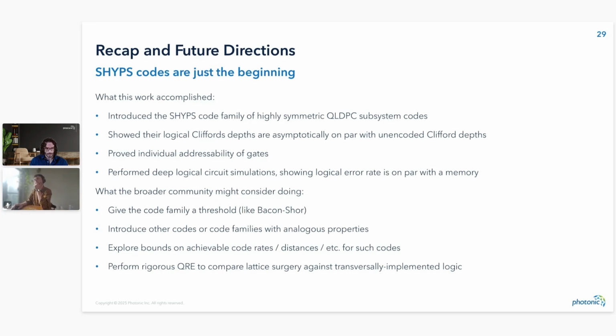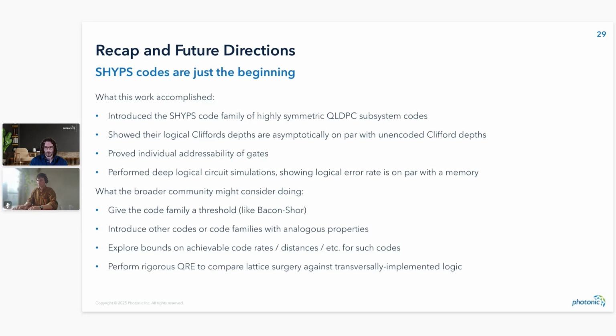We could certainly look at other codes or code families with analogous properties. Remember, the key property being that the number of cheap logical circuits scales exponentially in the number of logical qubits. You can start to explore the bounds on the achievable code rates, distances, etc. for such codes. I think there has been some work along these lines in the last couple of months, looking at the possible rates for codes, given that you demand certain things about individual addressability and whatnot.